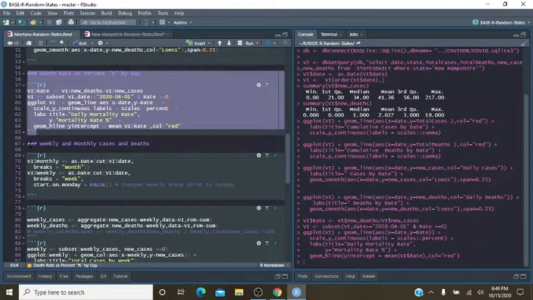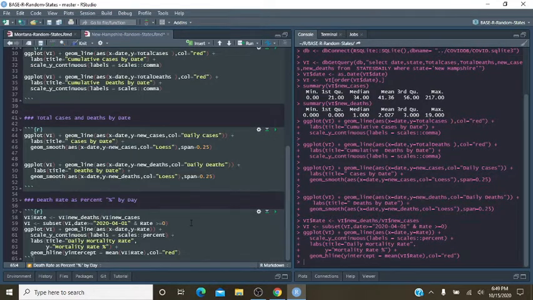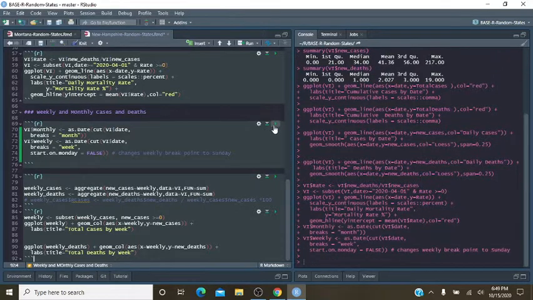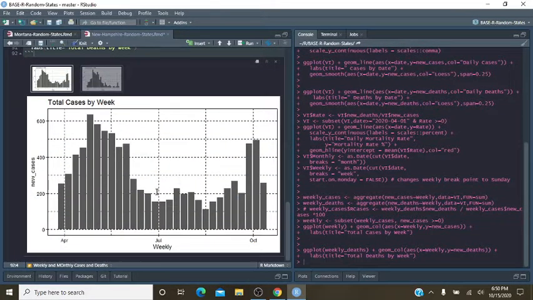So now let's take a look at monthly cases and deaths. I'm sorry, weekly cases and deaths. In many cases the weekly is actually much more useful than the daily. So what you can see here is this huge spike back here. Then it kind of levels off at about 200, 200 and 500.